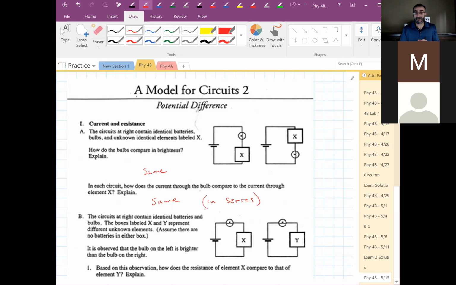The point here is that current does not get used up as it goes through a circuit. Current is the flow of objects, right? Electrons, real things with mass. They don't just disappear when they go through something. Every electron that goes through one element in series has to go through the next element in series. They all move the same. They just come out with less energy. They go in with more energy than they come out with. Okay.